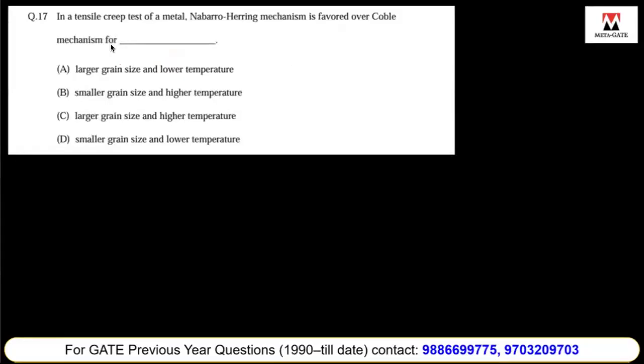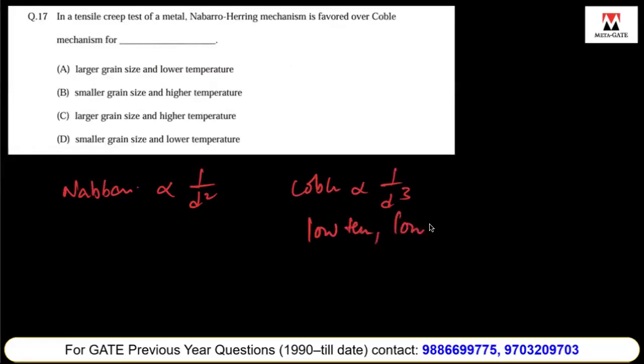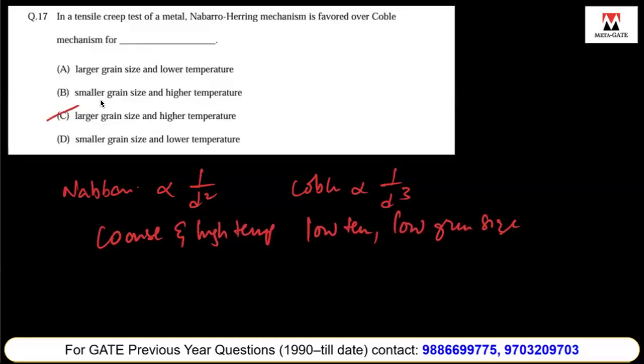Now, in a tensile creep test of a metal, Nabarro-Herring mechanism is favored over Coble creep. See the condition: for Nabarro-Herring, the creep rate is inversely proportional to the square of the grain size. In Coble, it is inversely proportional to the cube of the grain size. So Coble is preferred at lower temperatures and lower grain size, and Nabarro-Herring is generally for coarse grain size and high temperatures. So Nabarro-Herring is favored at larger grain size and higher temperatures.